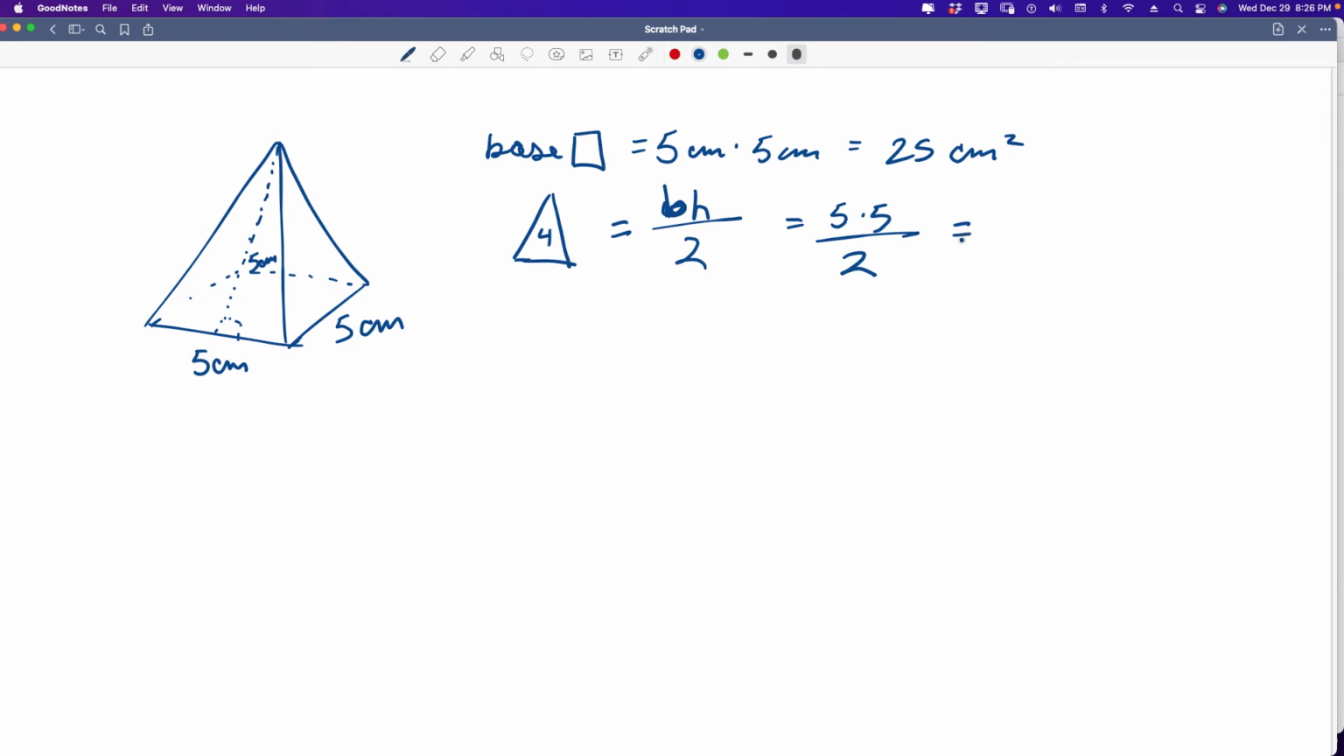25 divided by 2 is going to be 12.5 centimeters square. But guess what? We have 4 identical sides. So we're going to multiply that by 4. That's going to be 50.